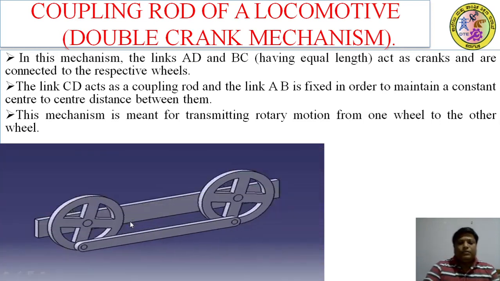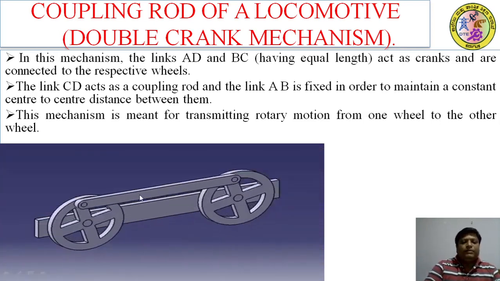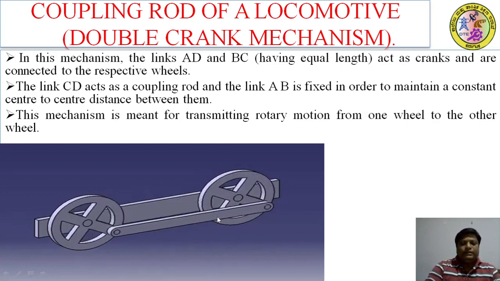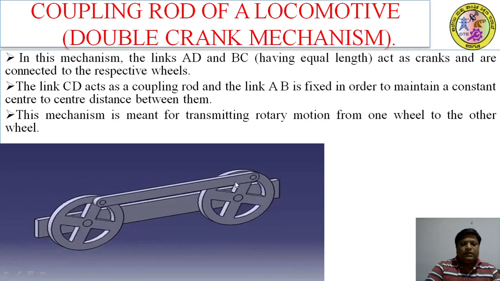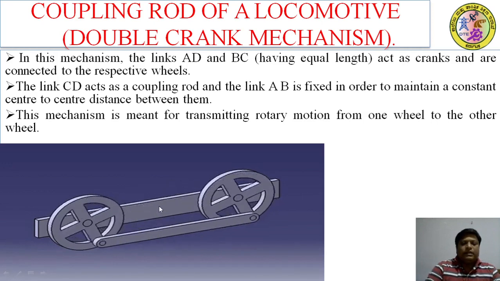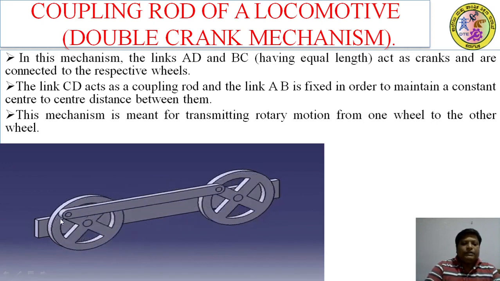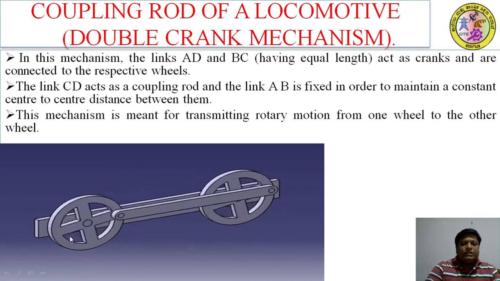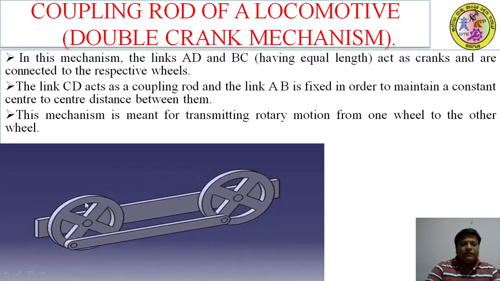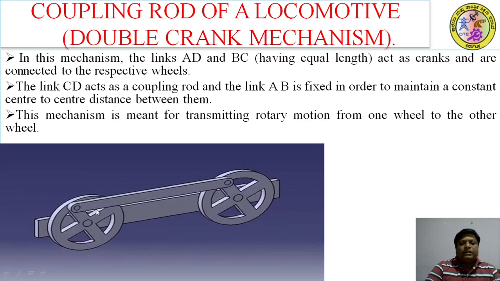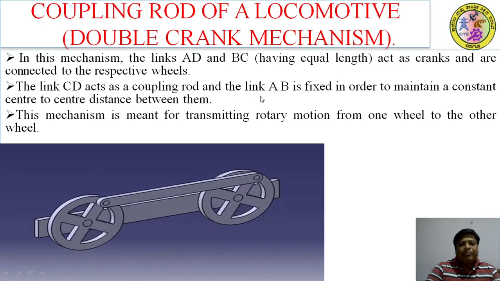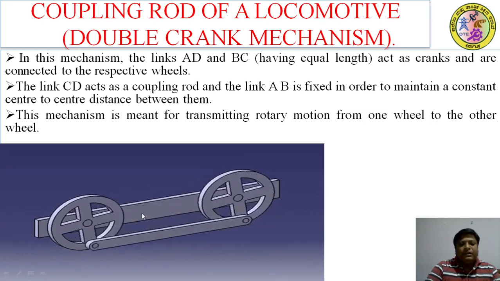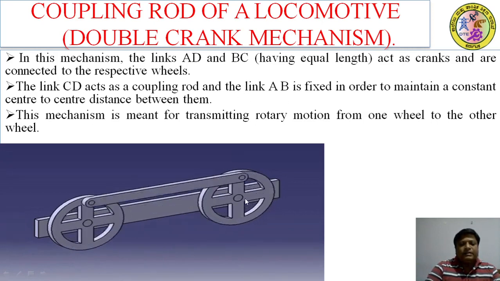We can observe this in an animation. Here are the two wheels, and the wheel here has a crank. This is nothing but a frame. The crank will be attached to the wheel, so don't confuse. When the crank is rotating, the two wheels rotate, and link AB, being the fixed frame, will maintain a constant distance.